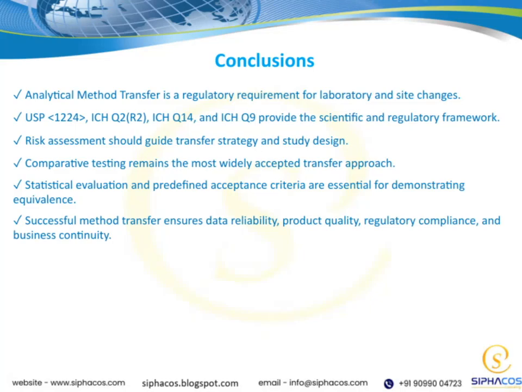Let's wrap up with the key conclusions. Analytical method transfer isn't optional. It's a regulatory must whenever labs or sites change. We rely on guidelines like USP 1224, ICH Q2, Q14, and Q9 to shape our approach. Risk assessment drives how we plan and design the transfer. Comparative testing is still the go-to method, backed by solid statistics and clear acceptance criteria. When done right, method transfer guarantees reliable data, high product quality, compliance, and smooth business operations.